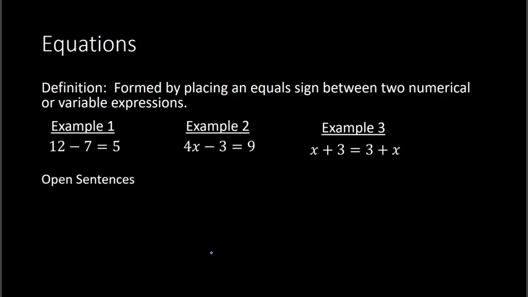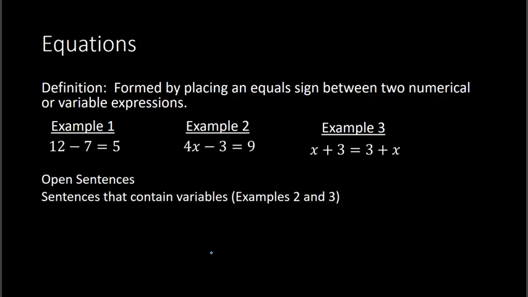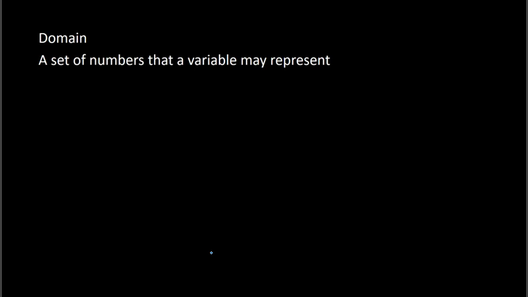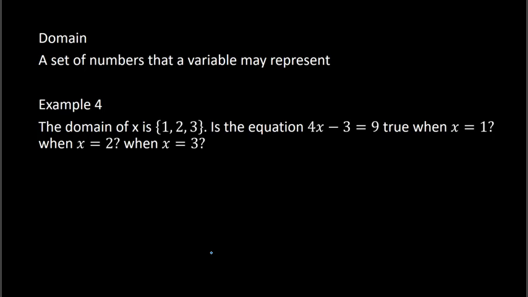Now the two statements with variables has a special name given to it. That is called an open sentence. Okay, so an open sentence is a sentence or a statement that contains variables. Now with equations, we have what is called the domain of the equation. Domain is a set of numbers that a variable may represent. So for example, the domain of x in this example is 1, 2, and 3, meaning those are the possible values that x could be.